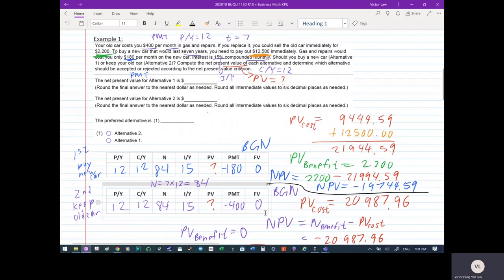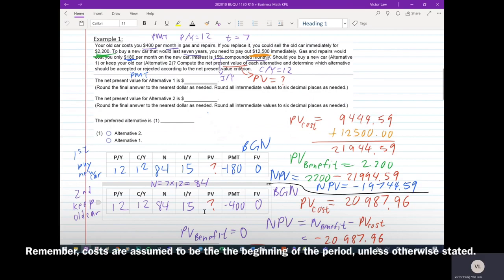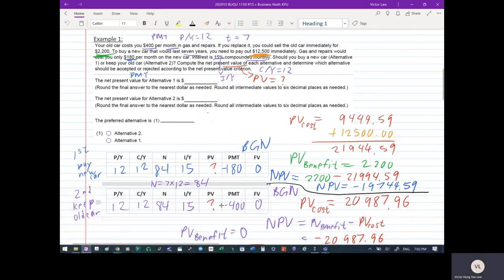We know that at the end of 7 years there's no value for the car, so our future value is 0. And then we can compute for PV. When you're computing for PV, what you need to know is that we have BGN mode. The reason is that gas and repair is a cost. So the $400 per month is a cost, and by assumption cost is at the beginning of each month. That's why the $400 is paid at the beginning of each month, and therefore we have BGN mode. Once you compute the present value, you're going to get $28,987. So that's the present value of your cost.